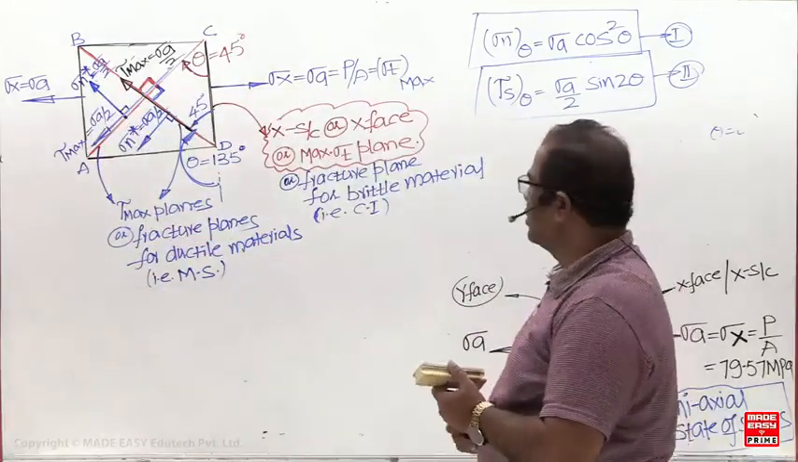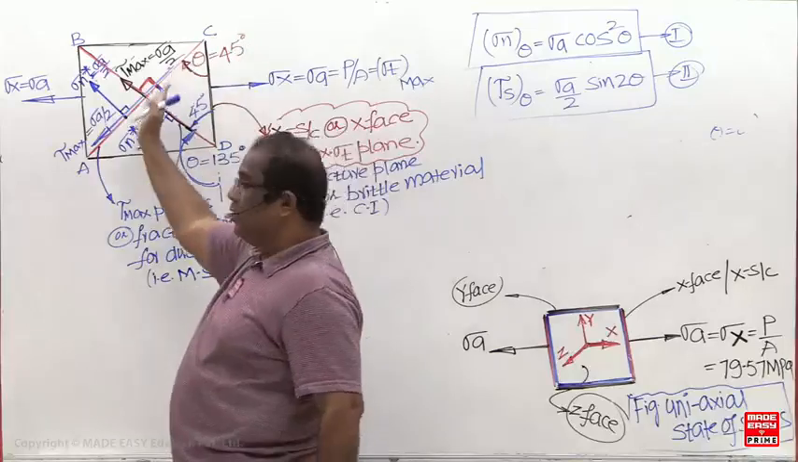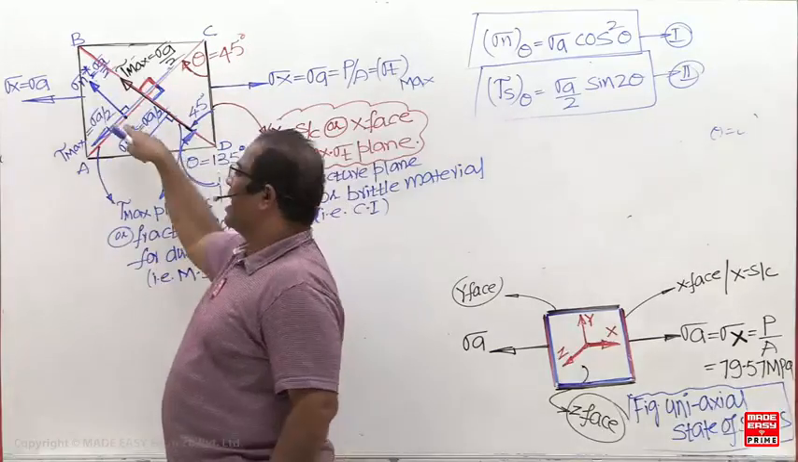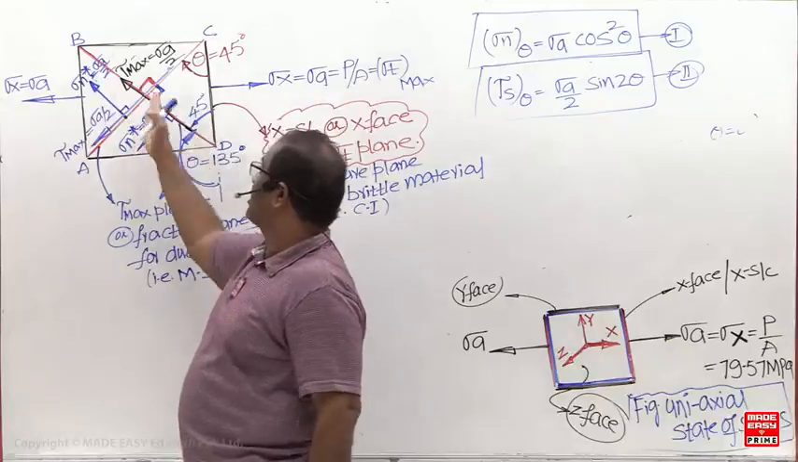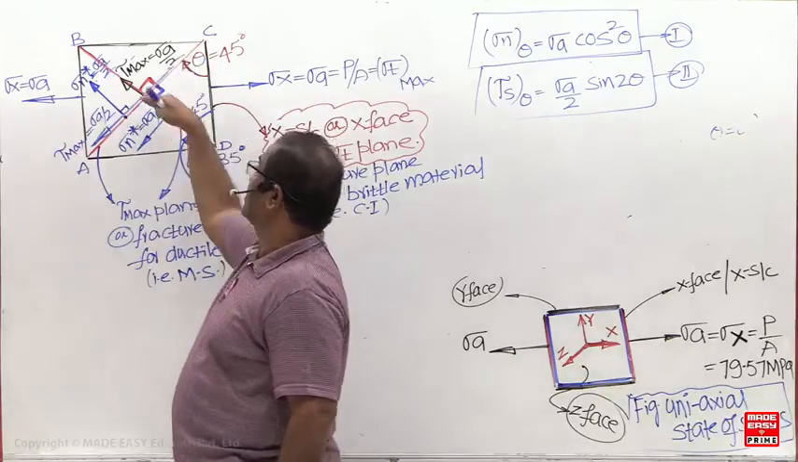Now the doubt you are going to get is: Sir, how do you know it's going to be this way, how have you taken this as downward? Tensile means away. For this plane the tensile is away, and it is also tensile away. Sir, but how have you decided this is downward and this is upward?